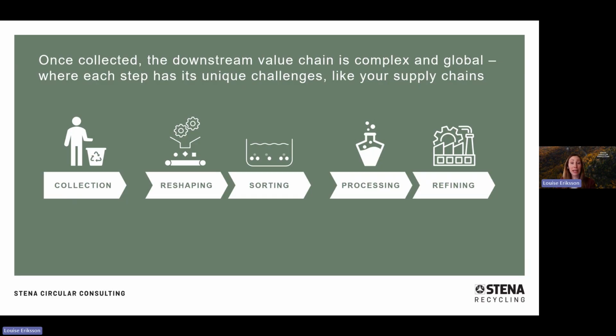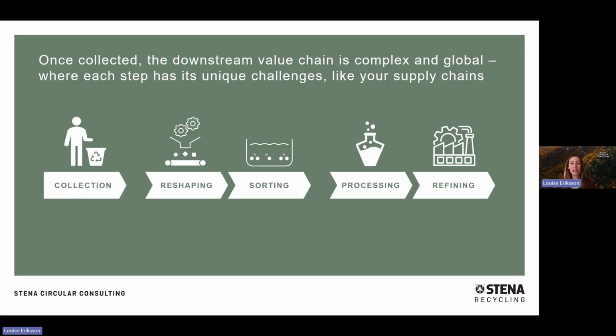Whereas for a packaging material as paper, Stena Recycling might only do the collection and the reshaping, which in the case of paper packaging actually means baling for optimized transport, you could say. And then other actors are taking care of the rest of the chain. One thing that usually is the same though for all product and material types is the shift in geography levels, you could say, along the process.